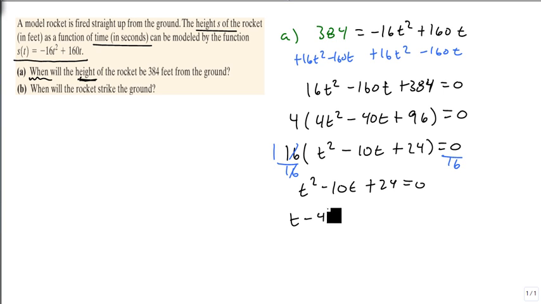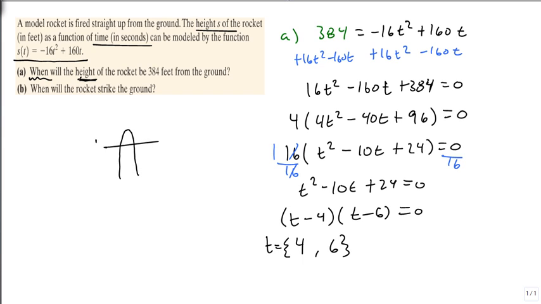So that's t minus 4, t minus 6 equals 0, which means 4 seconds and 6 seconds after launch will be at 384 feet. Meaning that it's gone up, and when it comes back down, it takes 4 seconds to get up and 6 seconds to get back down. So one more second gets to the top and then comes back down.